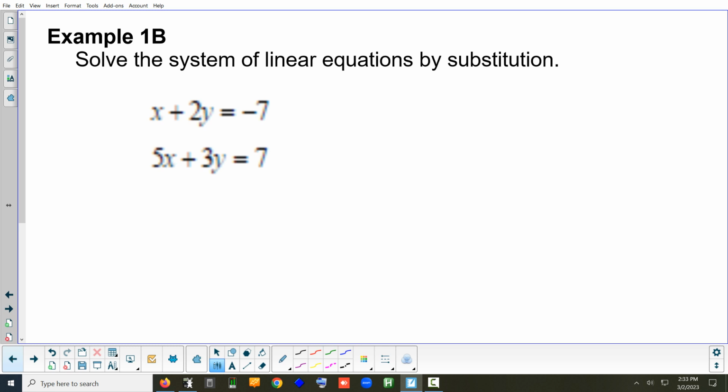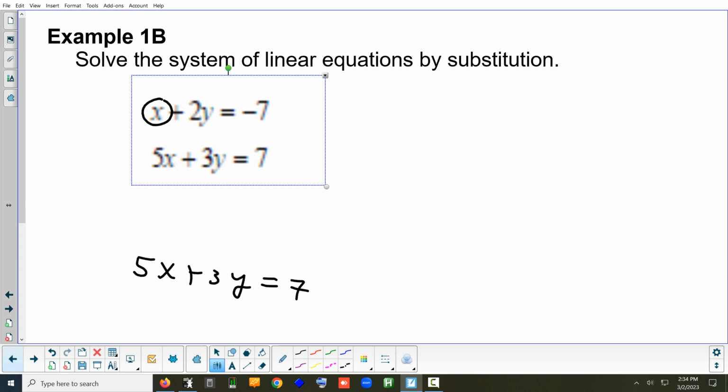Which equation here has a letter with no number attached? Yeah, top one, go for the top one. And which letter doesn't have anything attached to it? The X. This is what we want to get by itself. So I'm just going to write this one down right here. How would we get this X by itself so the 2Y isn't next to it?